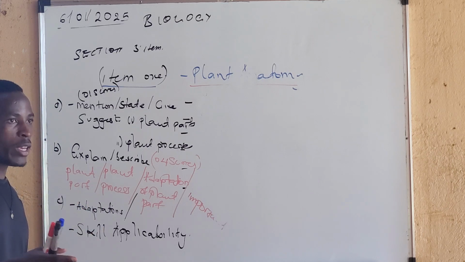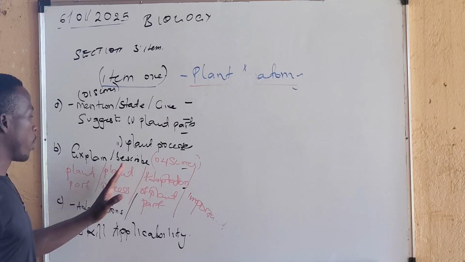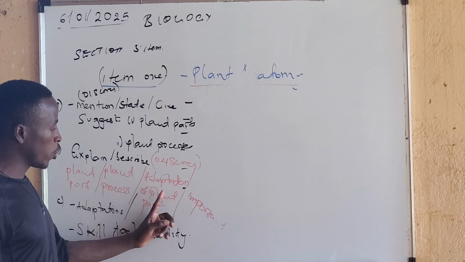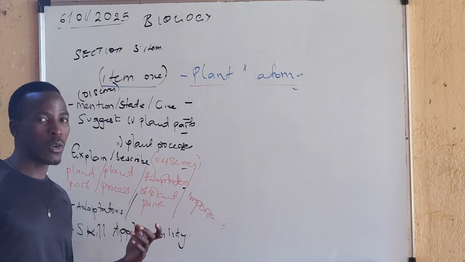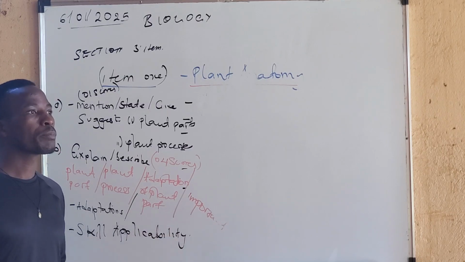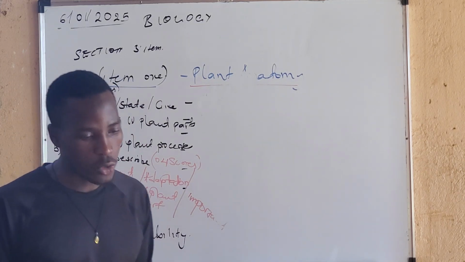We have said how the answer is by mentioning the plant part damaged, the plant process being damaged or affected, and then the adaptation of the plant part, and then the importance of the plant part or the importance of the plant process. Full stop. Okay. Now let's go to item number 2.